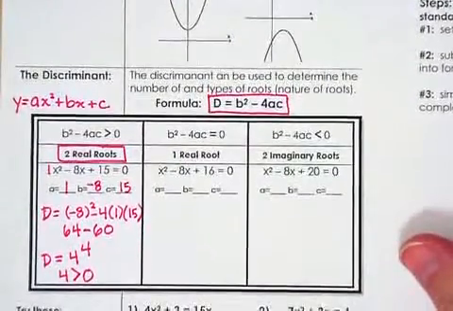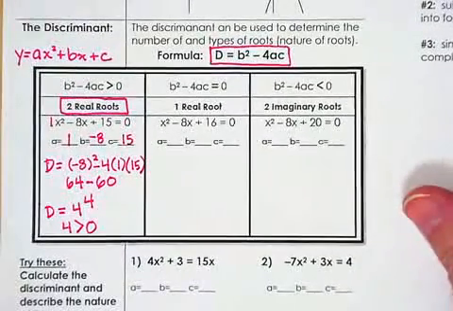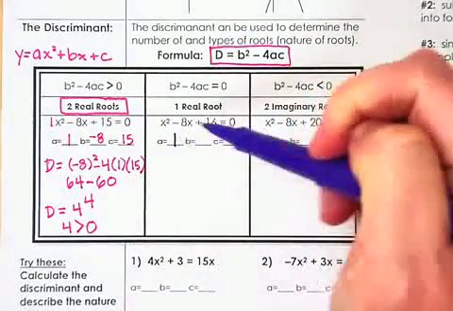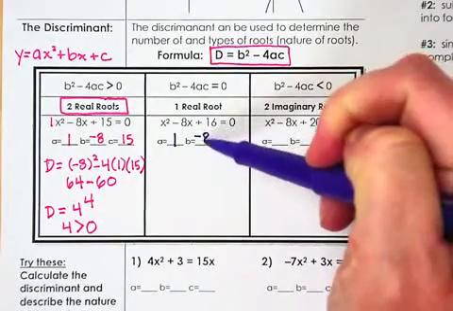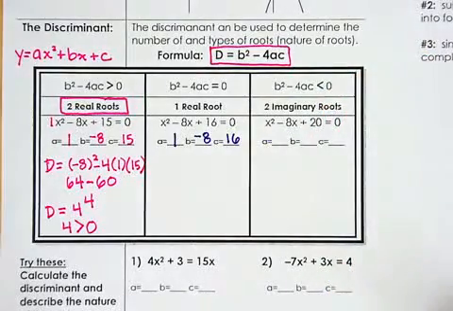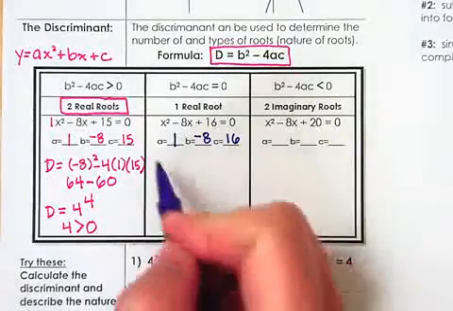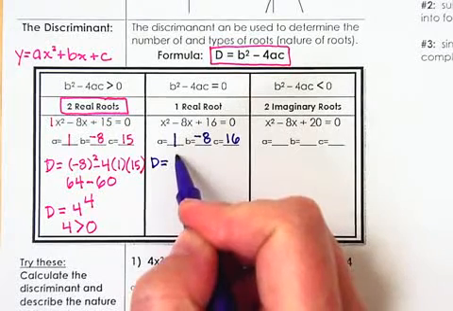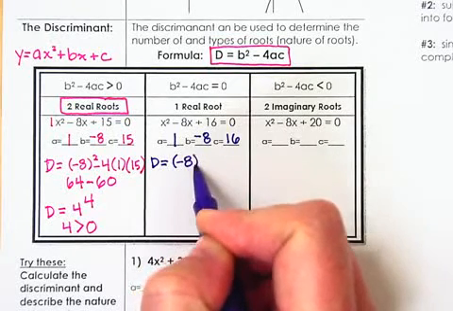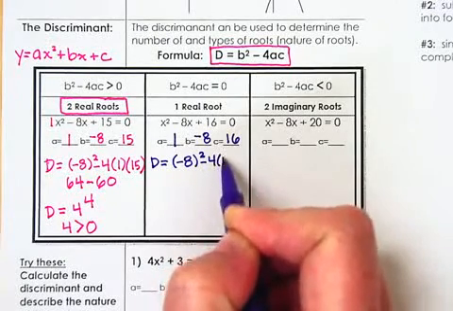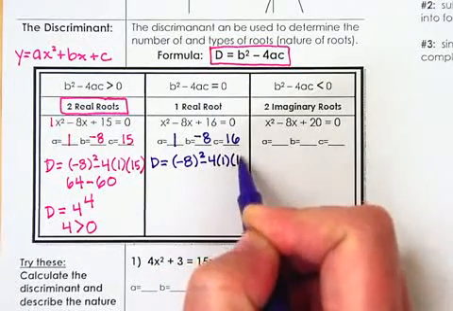Okay, let's look at the second example. In the second example, we have a equals 1, b equals negative 8, and c equals 16. So again, let's plug this into our formula. d equals, again, negative 8 squared minus 4 times 1 times 16.